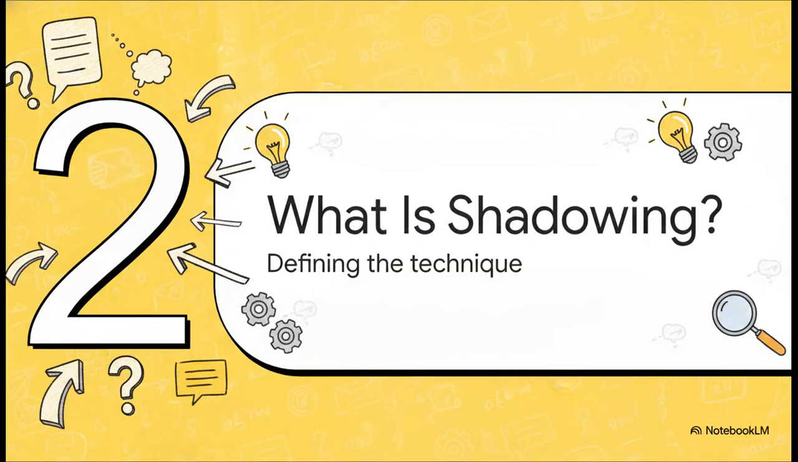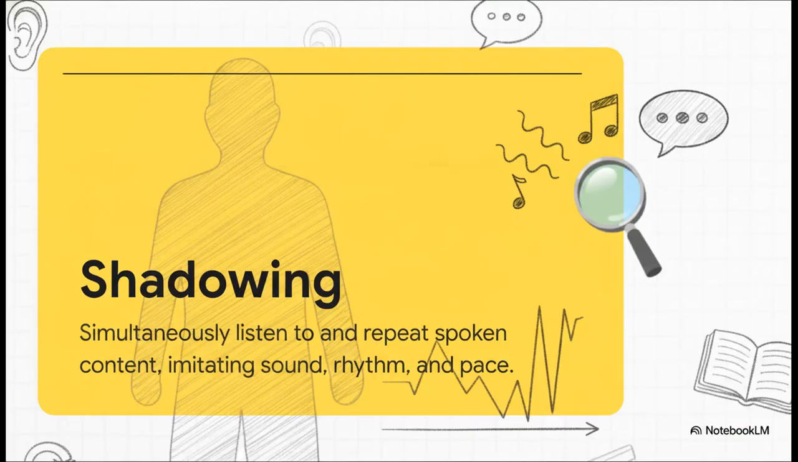Section 2. What is shadowing? To fix this, we need to understand what this method is actually supposed to be. Developed by polyglot professor Alexander Arguelles, shadowing is not just casually reading subtitles out loud. It is a multi-sensory way to follow a native speaker like a literal shadow. You are integrating listening and speaking at the exact same time, matching the speaker's emotional tone, their pauses, and their rhythm. This completely bypasses all that tedious textbook memorization, which makes real-time speaking so much easier to grasp.